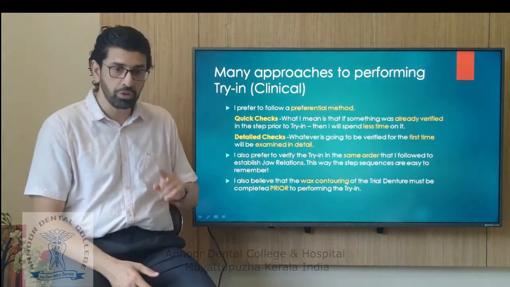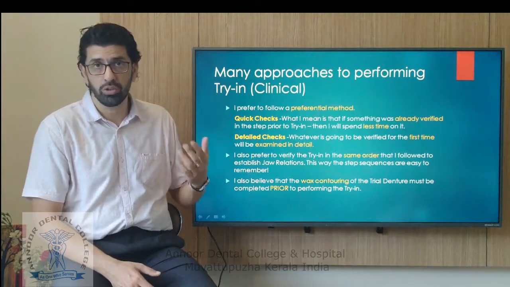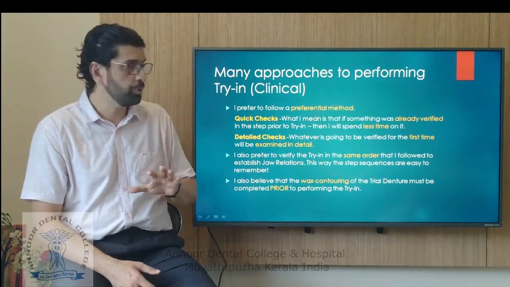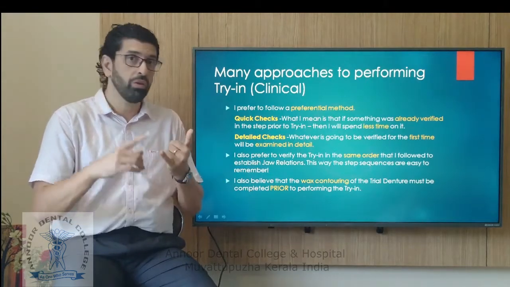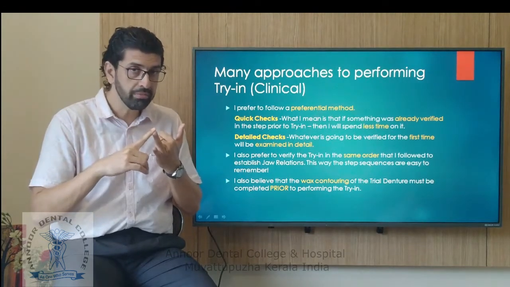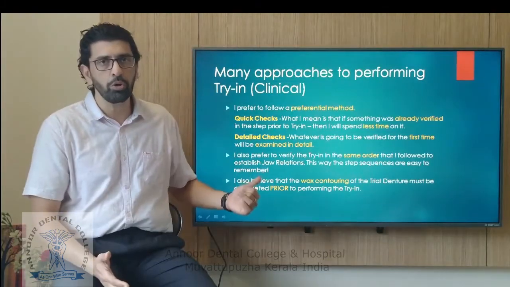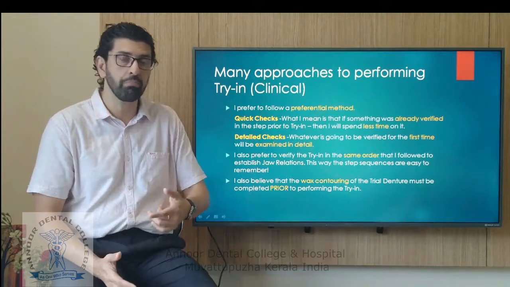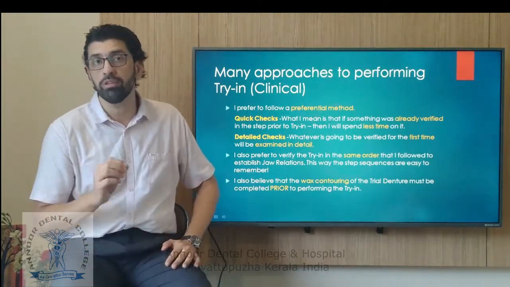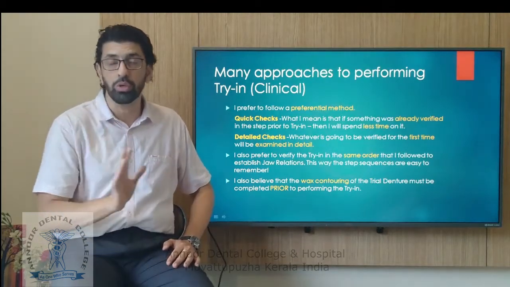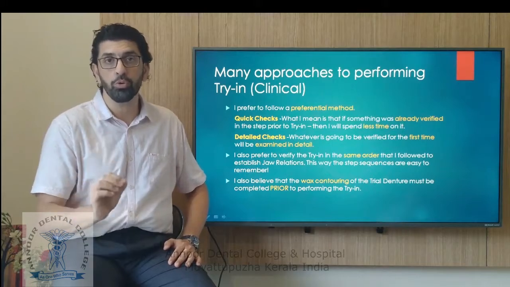I also prefer to do the try-in in the same order that I followed when I established the jaw relation. Okay, so I will also prefer to do that, and that is, you have orientation relation, you have vertical relation, and finally you have the horizontal relation. Except for the fact that I'm not going to be doing an orientation relation this step because I've got my teeth arranged, right? And finally, I believe that you must have done your wax contouring, your festooning, whatever you want to do. You must have completed that before you do your try-in.